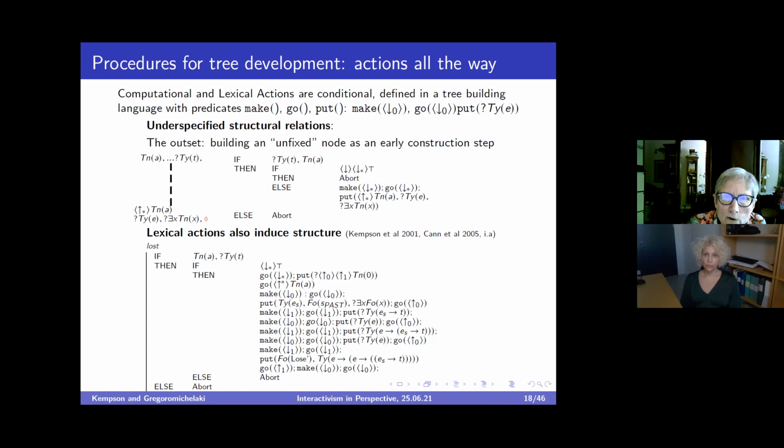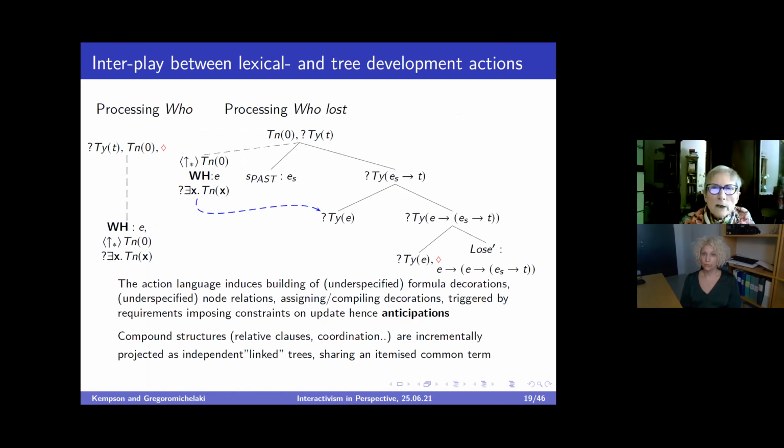So we can have rules which allow us the license of building one of these unfixed nodes, merely characterized by the concept of dominate, as an early construction step. And we can also characterize words such as verbs, inducing a whole propositional structure. Now rather than wading through those, I'm going to take you immediately to how these combine. So we see interplay between lexical and tree development actions at any step. The earliest step might indeed be building one of these unfixed nodes, decorating it in virtue of processing who with a specialized metavariable for questions, characterized as merely within this structure somewhere without that yet being resolved.